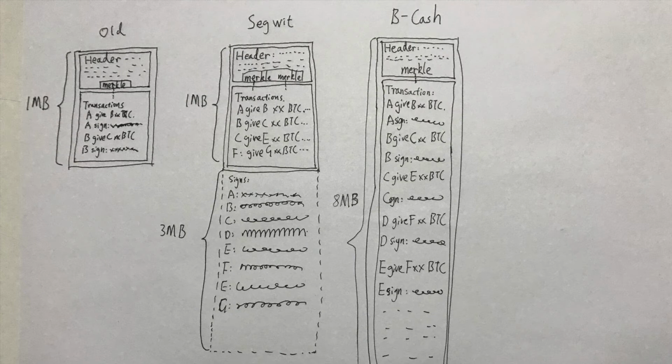The second part is the transactions. Okay, this is the different part. The difference is A sends B some Bitcoins, and B sends C some Bitcoins, C gives E some Bitcoins. Each transaction only occupies one line, which is different from the legacy style or the Bcash style, which occupy two lines.